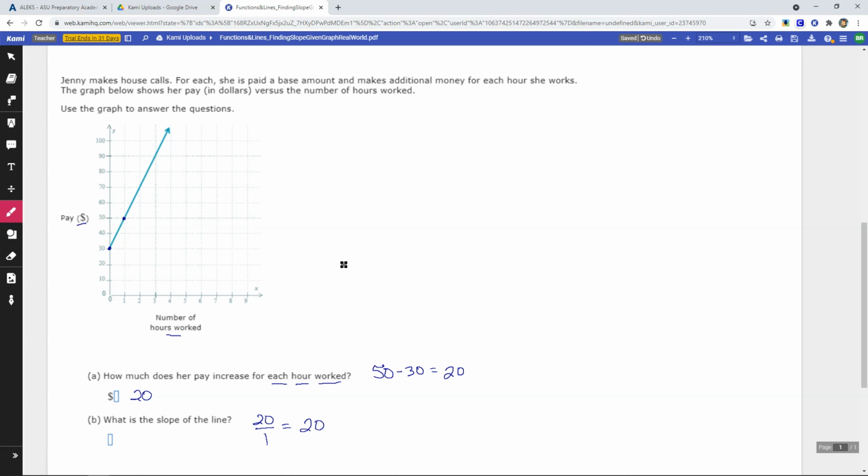Notice that in both of the examples, the answer is the same for each of the parts of the question. They're trying to get you to see that slope is rate of change.